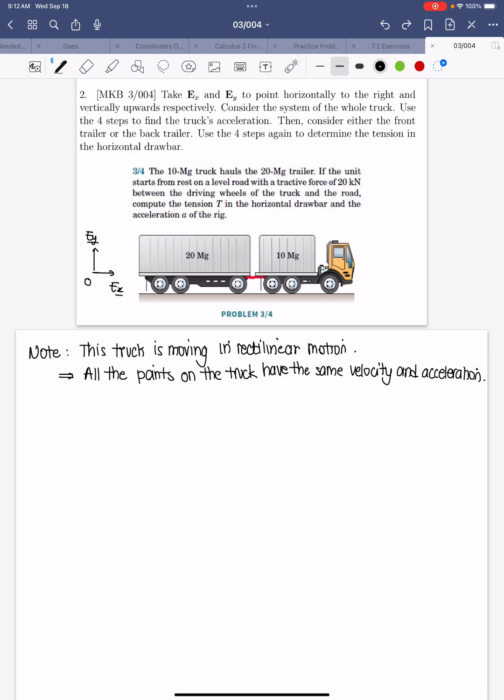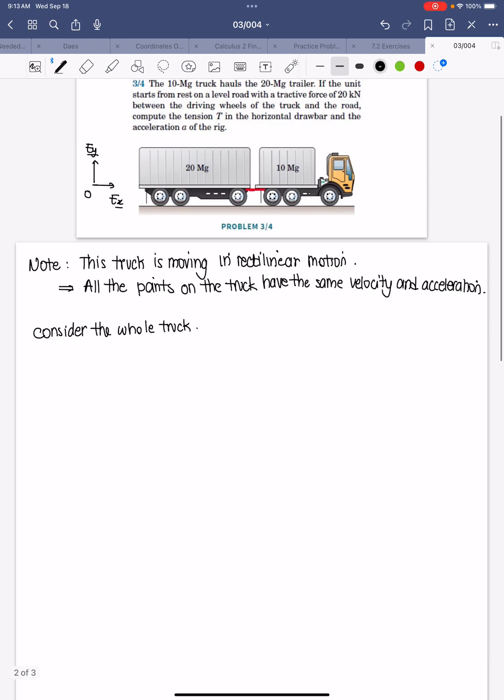Okay. So if I want to follow the 4 steps and I'm considering the whole truck, so consider the whole truck. We can consider it as a particle or we can draw the whole truck. Why can we consider it as a particle? Because that's just what we've learned so far. And also, because it's in rectilinear motion, all the particles on the truck have the same velocity and the same acceleration. So consider the whole truck.